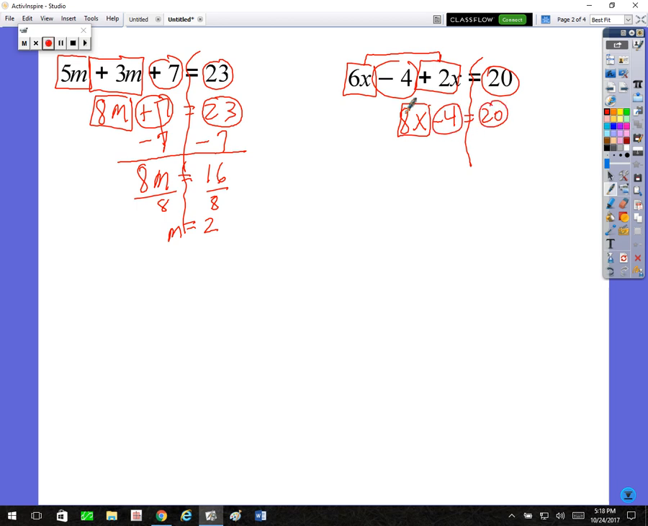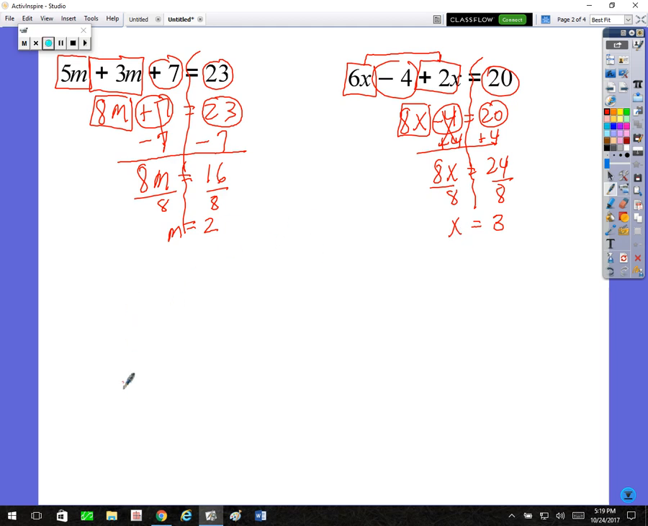So we have box, circle, circle. This variable is isolated on the left side, so let's move our numbers to the right side. This is going to be a 0 pair. It goes away, so I have 8x equals 24. Divide both sides by the number in front of the variable. In this case, it's 8. So I have x equals 24 divided by 8 is 3. So one solution when x equals 3.